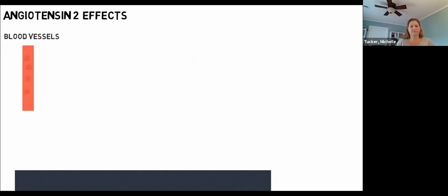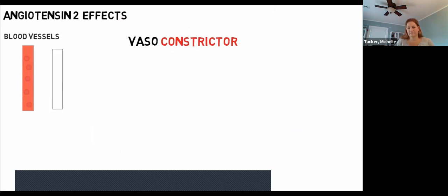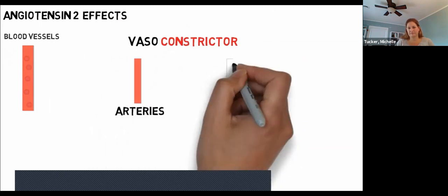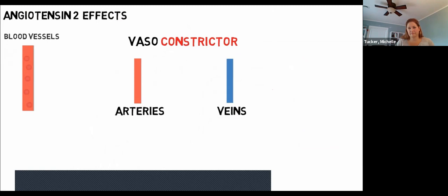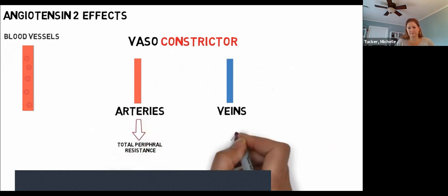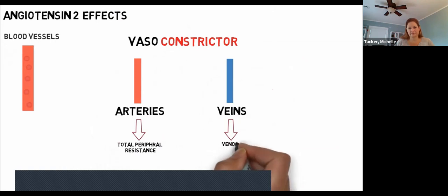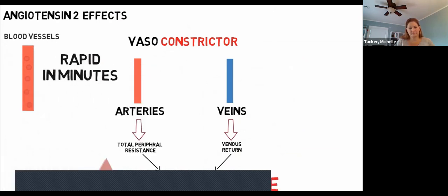As I said, angiotensin II is a very potent vasoconstrictor. It constricts both the arteries as well as the veins. The constriction of the arteries leads to an increase in total peripheral resistance, and the constriction of veins leads to an increase in the venous return to the heart. Both these mechanisms increase the blood pressure of the person. This effect is rapid and takes a few minutes.